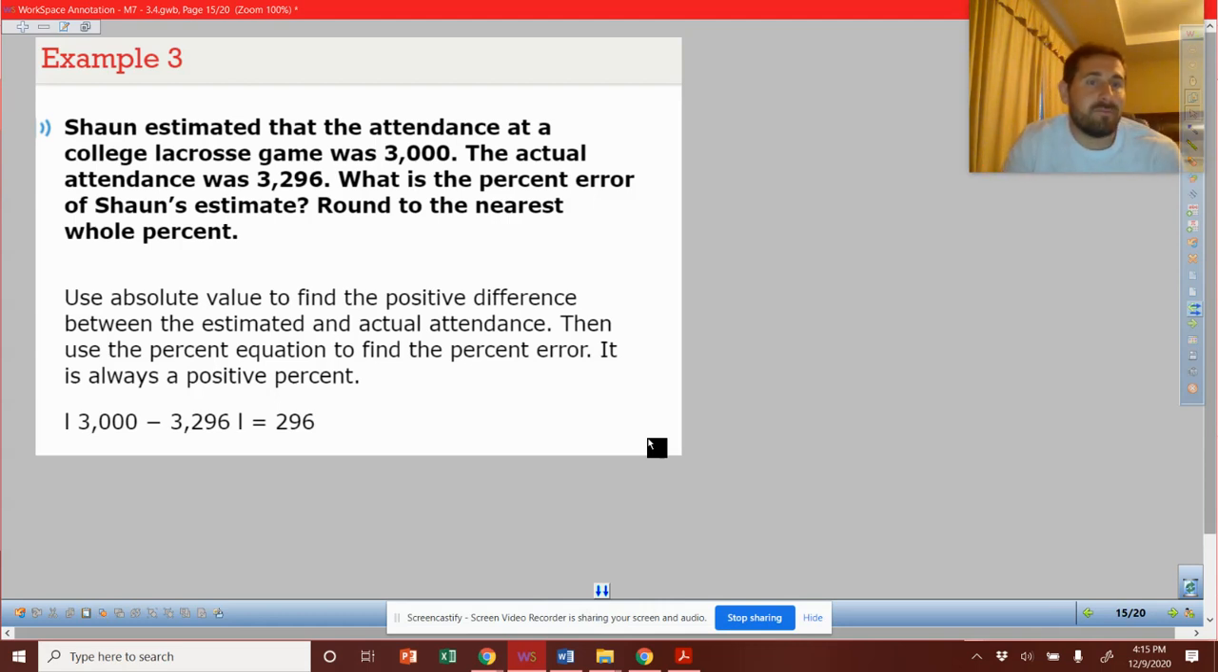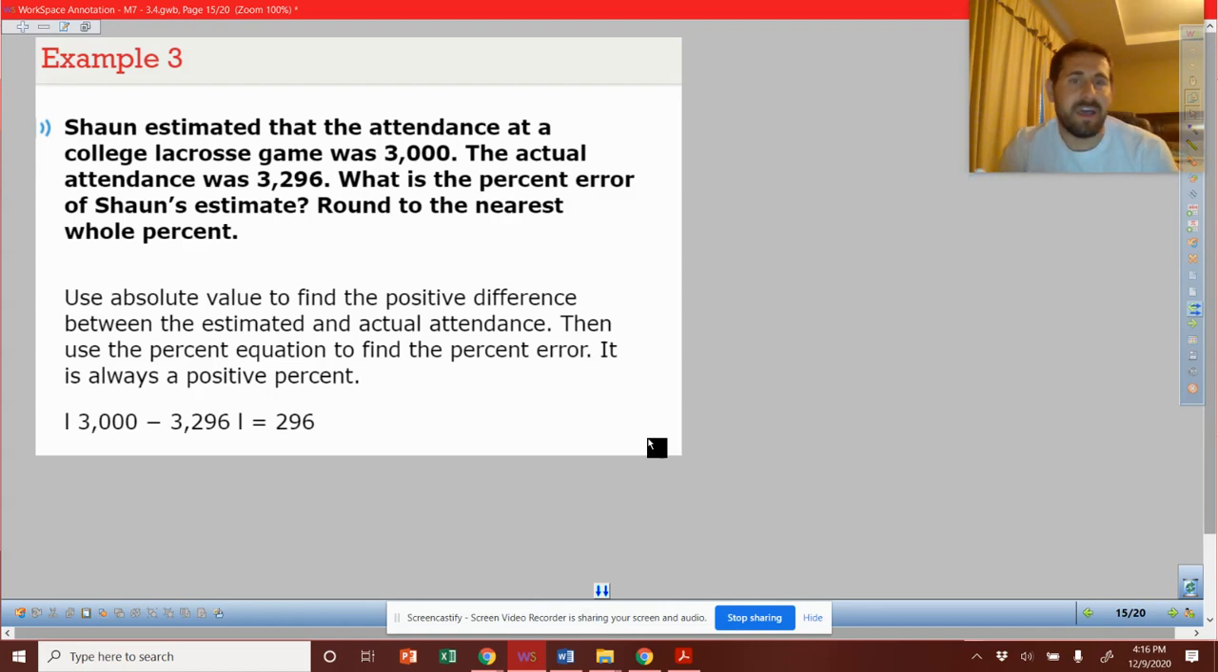The actual attendance was 3,296. So what is the percent error in Sean's estimate? And in this case, who cares about the error? It's kind of great, but if they're looking at safety measures, if they're looking at food consumption, whatever things they need to evaluate, they want to try to estimate that correctly so that they're not wasting money or wasting sales on the back end. So anyways, what is the percent of error in Sean's estimate? Round to the nearest whole percent.